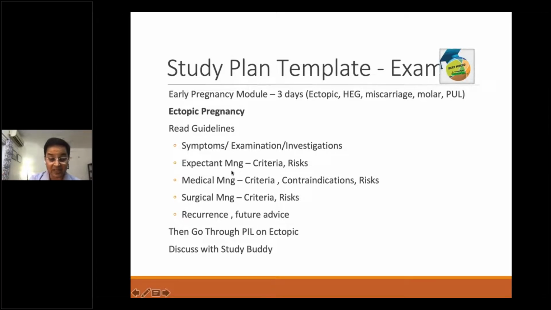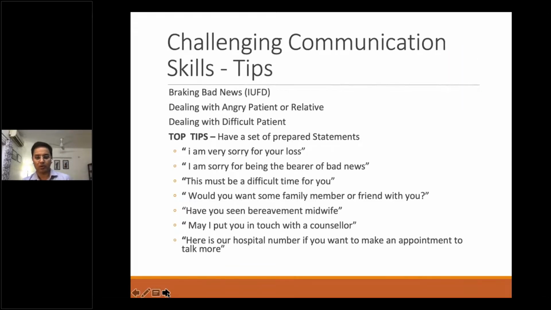That is the easy part. Now, expectant management. Write down what are the criteria for medical management, what are the contraindications, criteria, and risk. Similarly, for surgical management, look at the recurrence, future advice, and then read the PIL on ectopic, and then apply all this in a clinical scenario. Just go to the record. So you're greeting, you're introducing, you're going through the symptoms, or you're asking relevant questions, and then discuss it with your study buddy. That's just one way to prepare a module or a task.